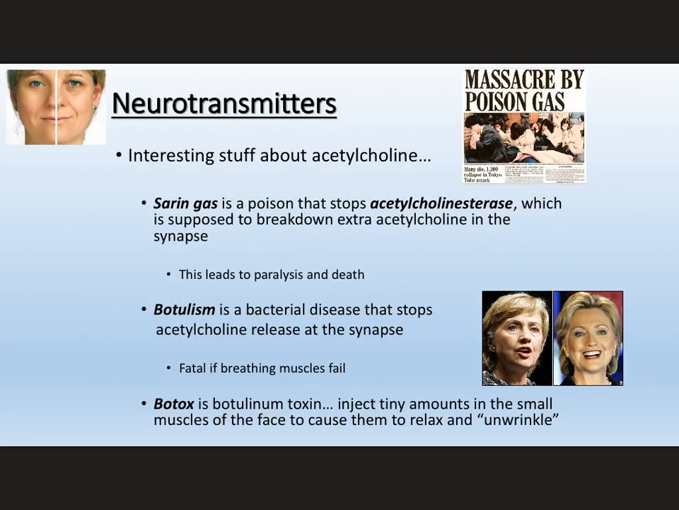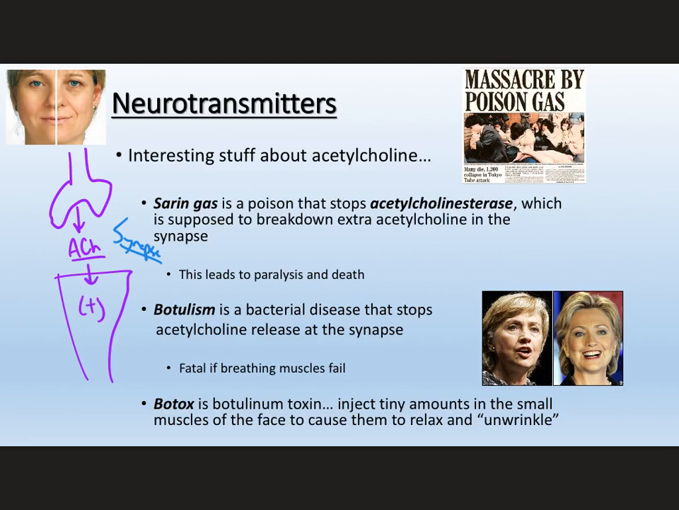Now, acetylcholine is interesting because there's a lot going on there in a synapse with acetylcholine, and this is what that question was about way back toward the beginning of the year. Again, if we have this neuron that comes in and it releases acetylcholine, right, ACH, into this synapse, we don't want it to just stay there, right? Like, we don't want this acetylcholine to just keep stimulating this target cell.